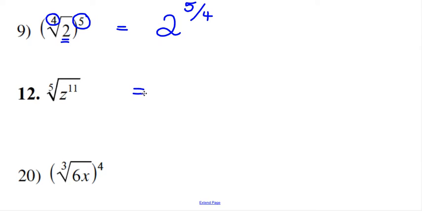Now I'm throwing in a variable, z. So z is your base. 5 is your index, 5th root. So that's going to be your denominator. And then your power is 11. So we say this is z raised to the 11/5. Last one on this slide.